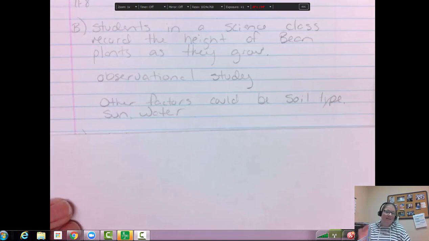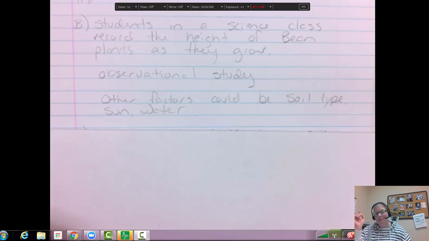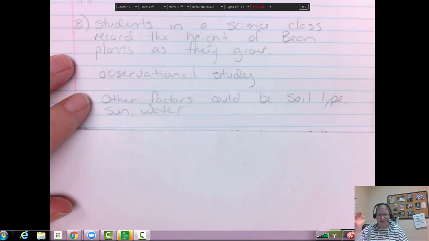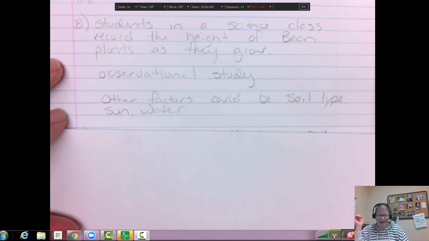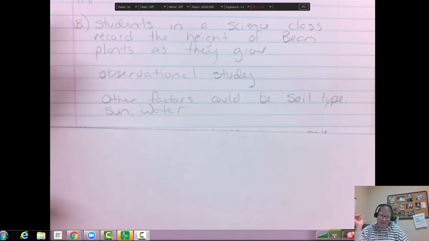Well, one thing to consider is there might be other factors like everyone used the same soil type and the same sun and water in the classroom. Like usually the teacher bought one bag. So you might have a better dirt somewhere else or better sun. So you have other factors that might affect it. So that's something to consider. It might not be bad for the overall population, but be aware of other factors.